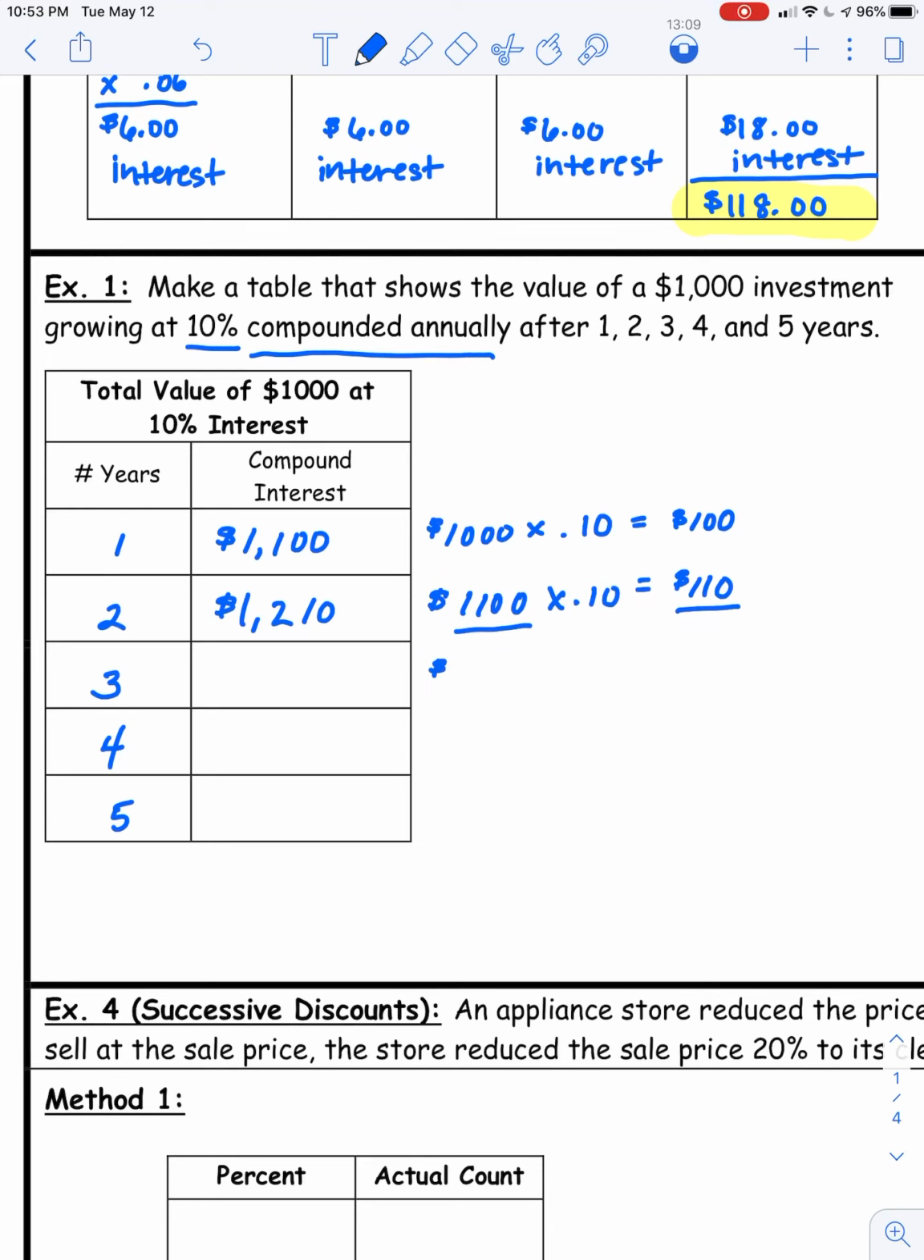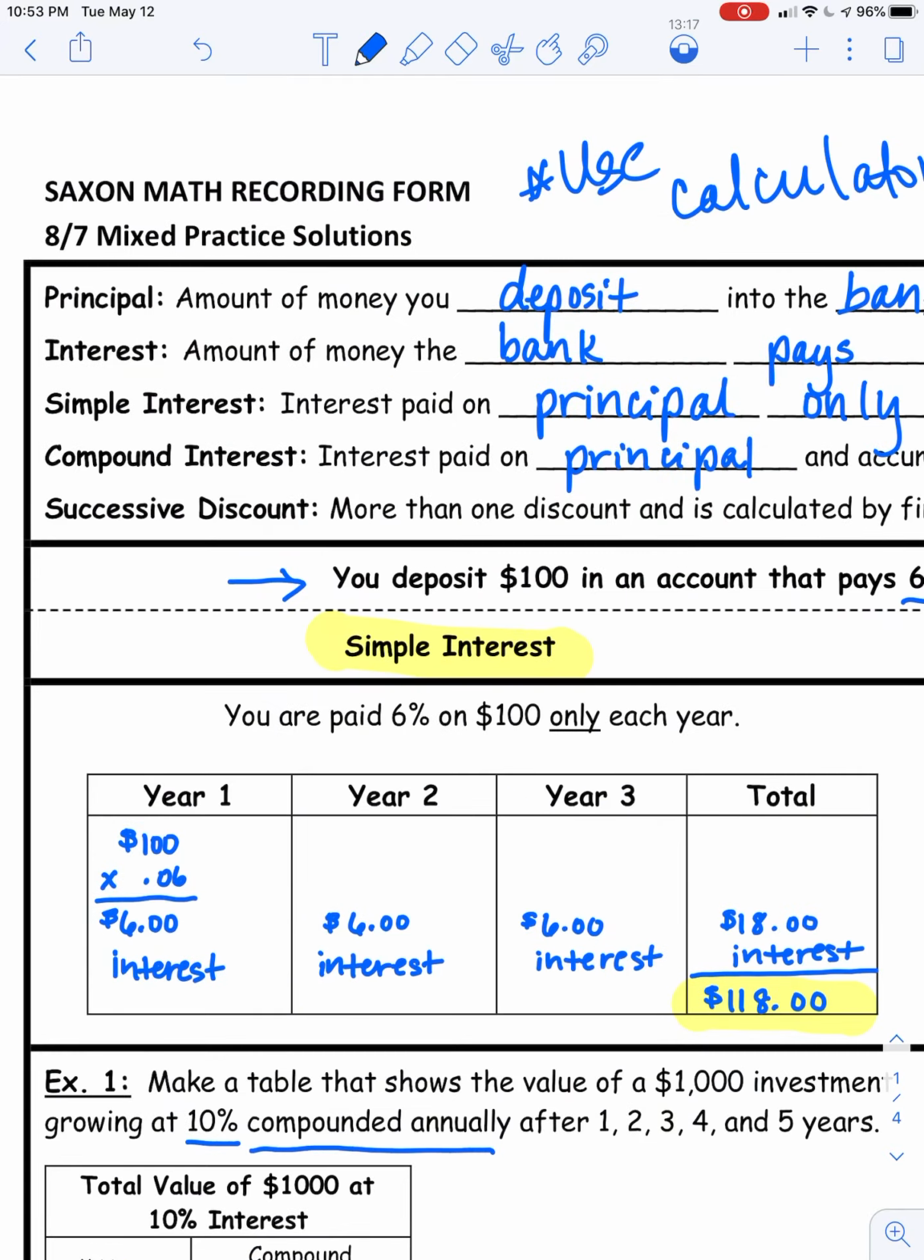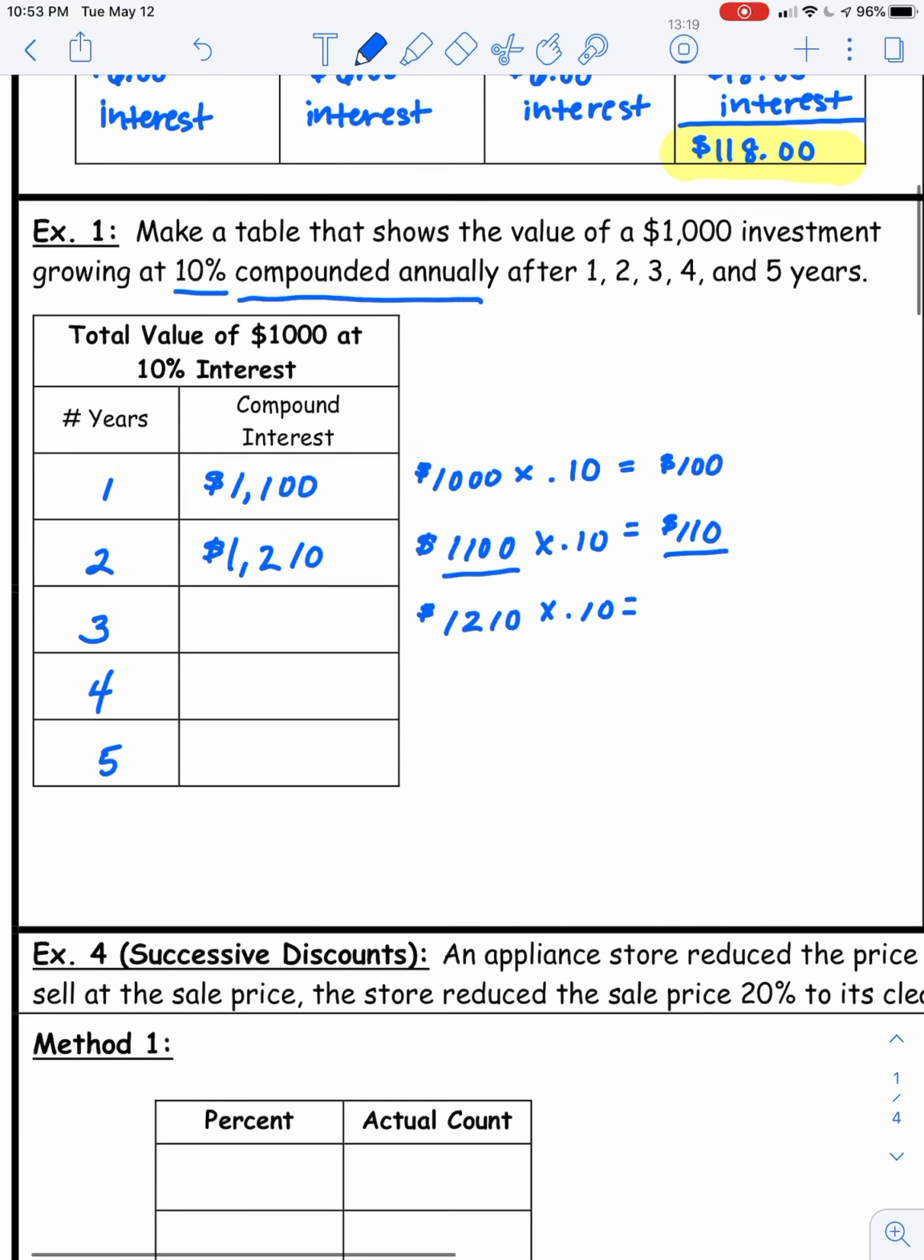Let's keep this pattern going. Now I'm going to be paid interest on $1,210. And at the end of year 3, I'll have earned another $121. So I add $121 to my balance of $1,210, and I end up with $1,331. I hope you're following me here on this. So at the end of each year, whatever interest I make, I add that interest to the balance of the end of that year. So let's look at year 4.